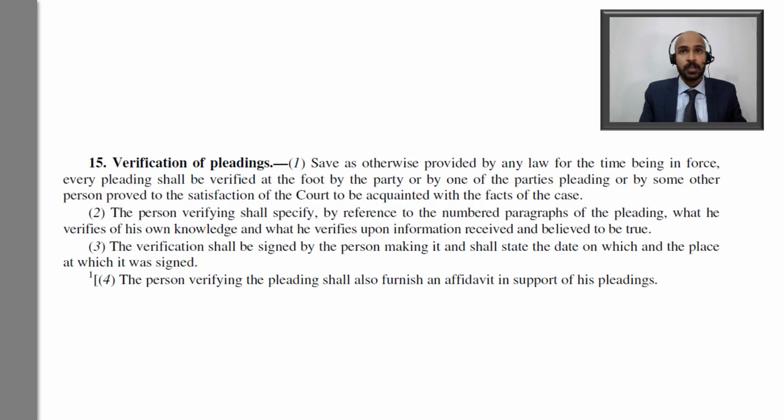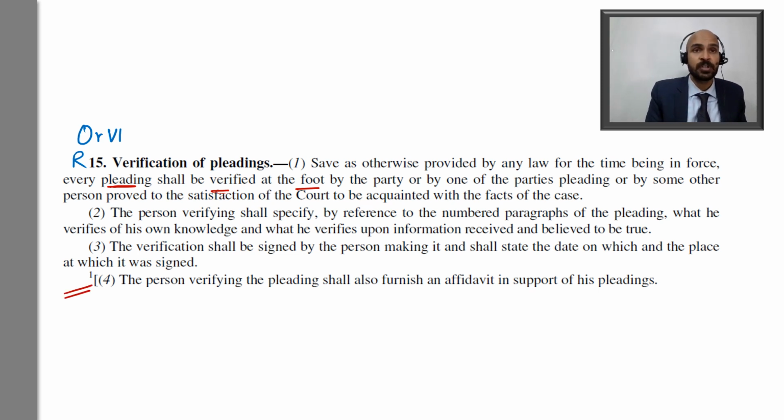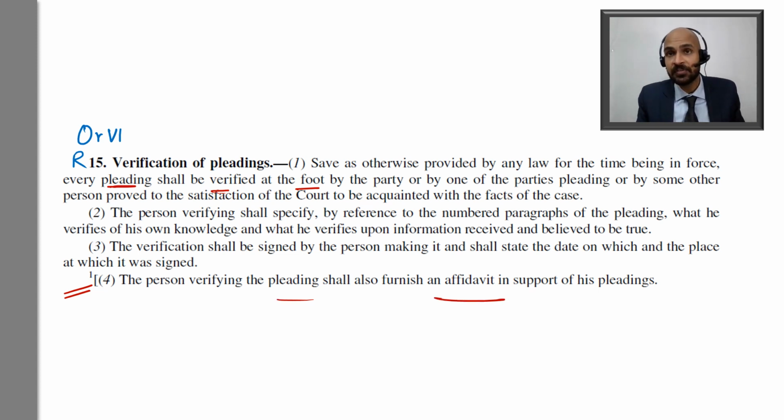Let's go ahead. You might remember that we discussed that there are four parts that you can think of in the plaint, and the fourth part was that of the verification. Order 6, Rule 15 talks about the verification of pleadings, which says here that every pleading shall be verified at the foot, at the end of it, by the party. And you can also see from sub-rule 4 here that the pleading shall also furnish an affidavit in support of the verification of the pleadings.